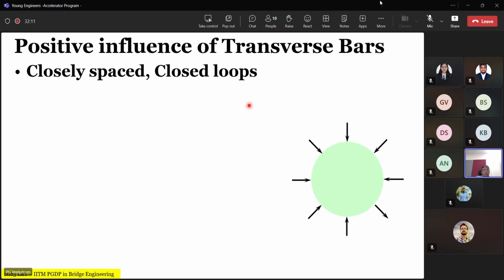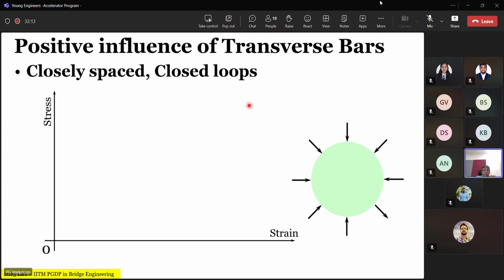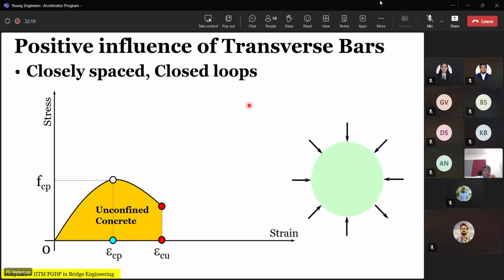Okay, so the question is, if you recall the stress strain curve, you have this as the stress strain curve for the unconfined concrete. Now, can you tell me what will happen when I provide closed loop confinement to this section? As you can see here, if you have this radial confinement, what will happen to the stress strain curve?